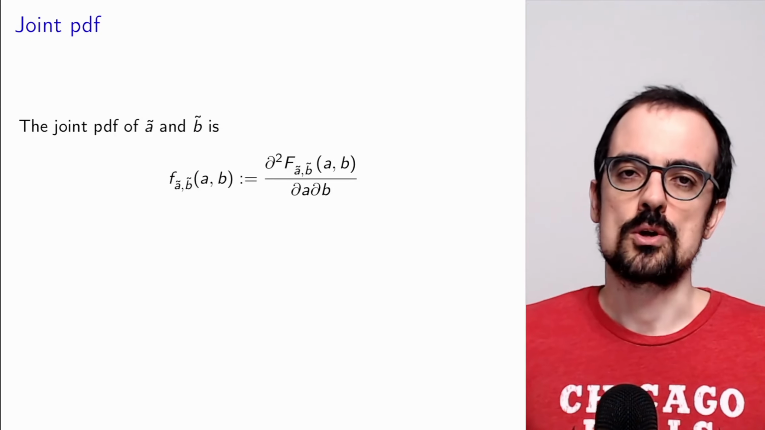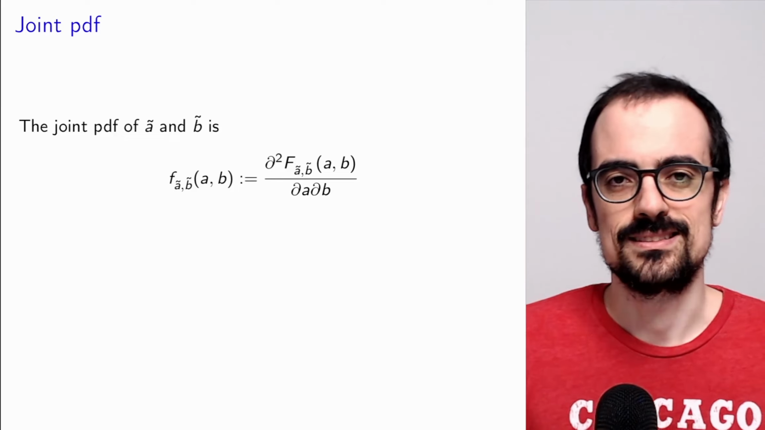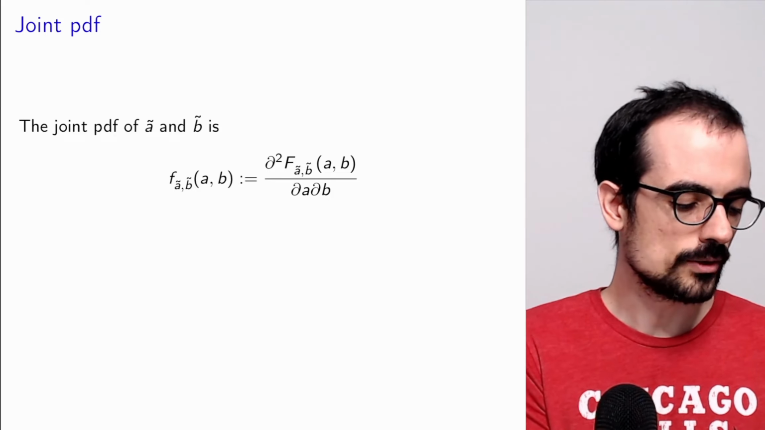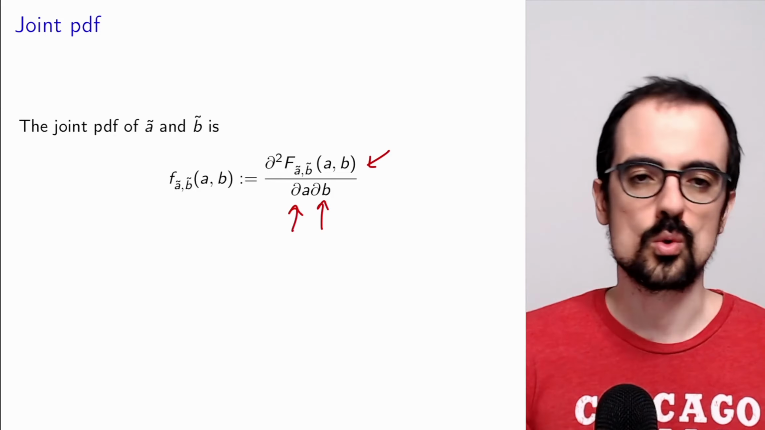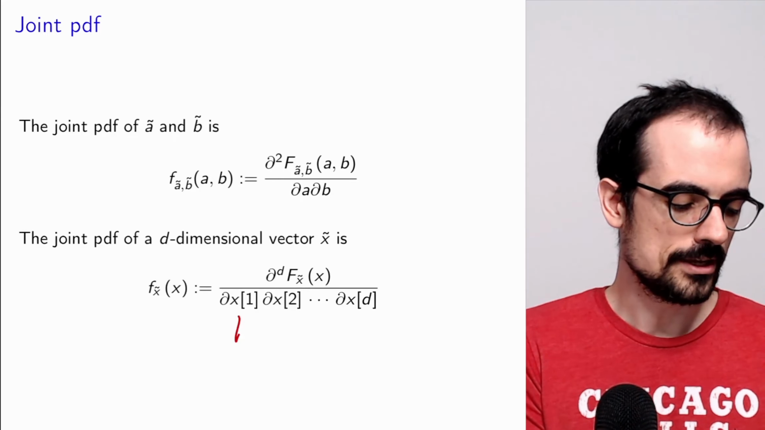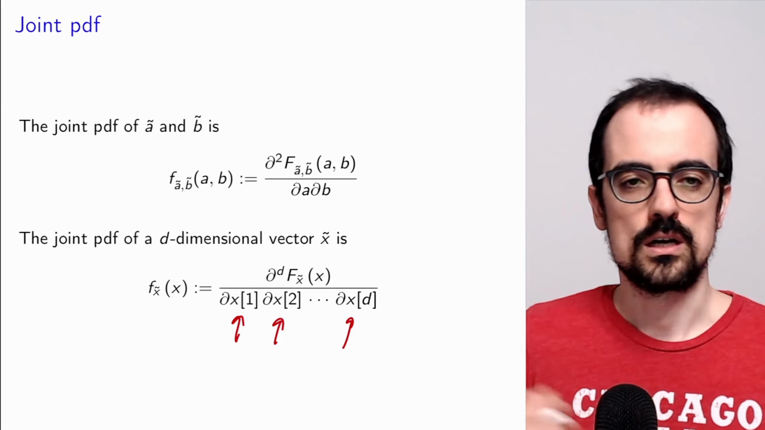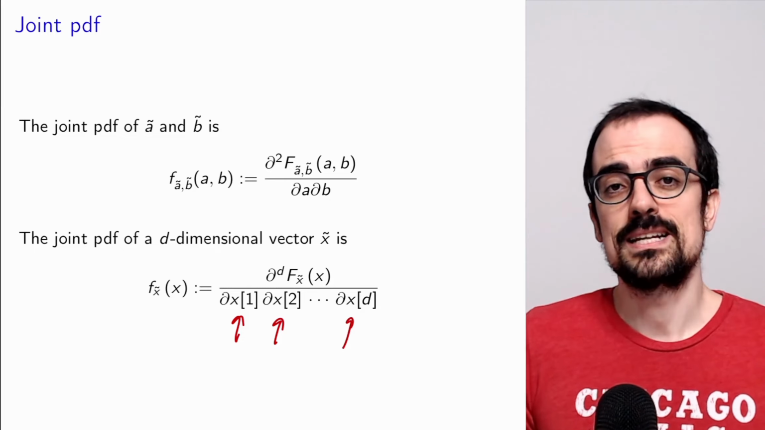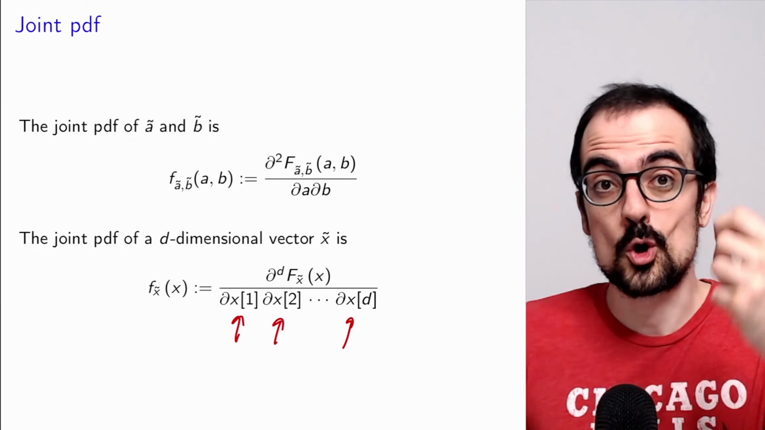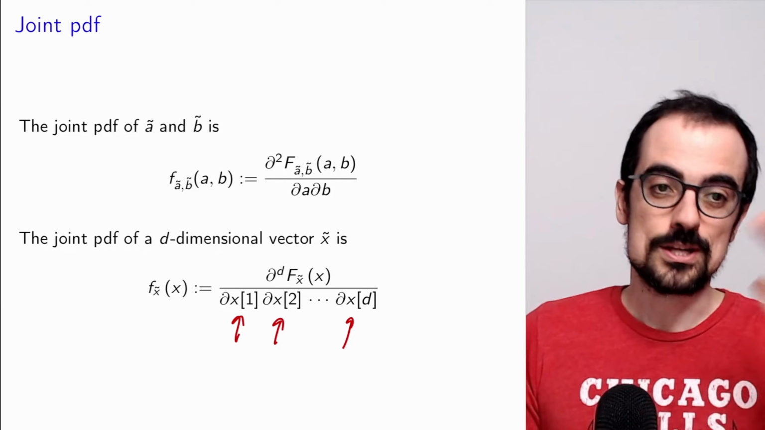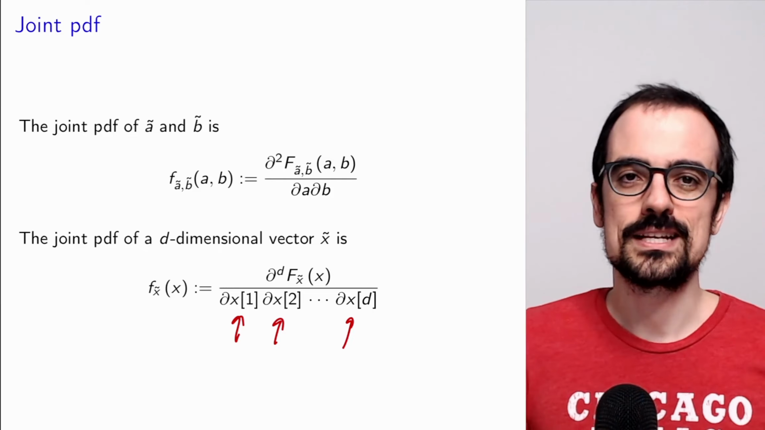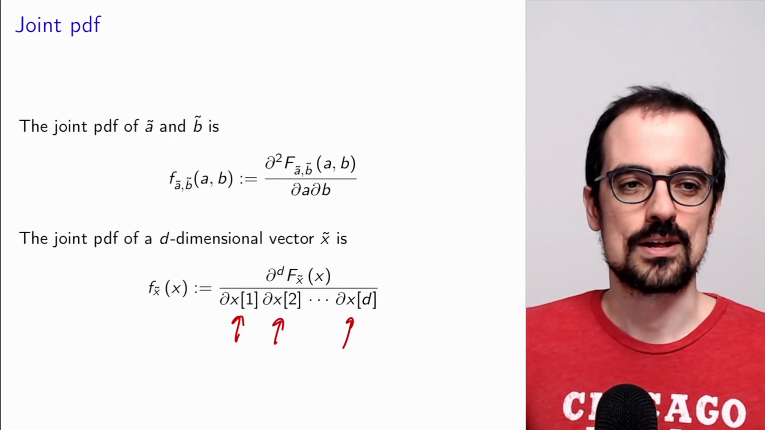We show this in the video on probability densities, but we can express the joint probability density as the partial derivative of the joint CDF with respect to its two coordinates. Similarly, in D dimensions, you'd take the partial derivatives with respect to every coordinate. This makes sense because we're seeing the change in the probability in terms of all of the coordinates. And as we will see in a moment, when you integrate this with respect to all the coordinates, you get the probability that the random variable is there.